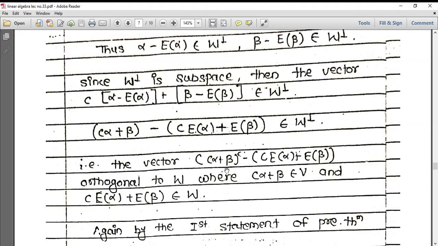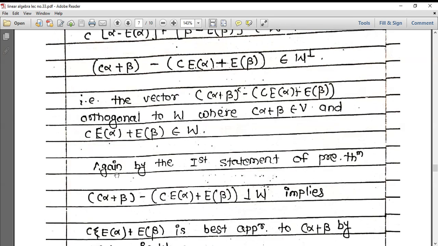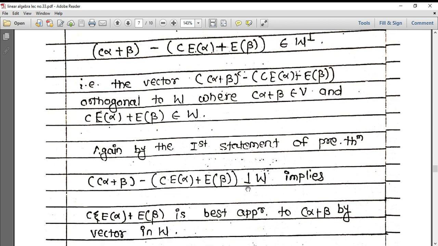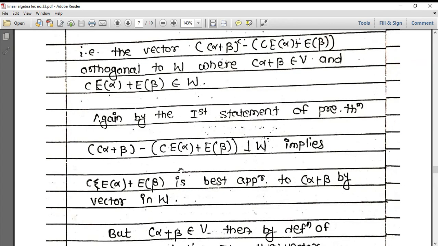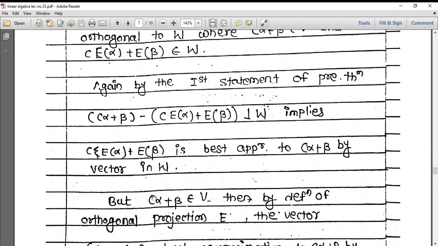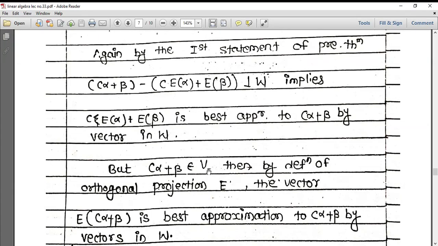That is, the vector C alpha plus beta minus C into E of alpha plus E of beta is orthogonal to W, where C alpha plus beta belongs to V and C into E of alpha plus E of beta belongs to W. Again, by the first statement of the previous theorem, this vector is perpendicular to W. Hence, C into E of alpha plus E of beta is the best approximation to C alpha plus beta by the vectors in W, but C alpha plus beta belongs to V.